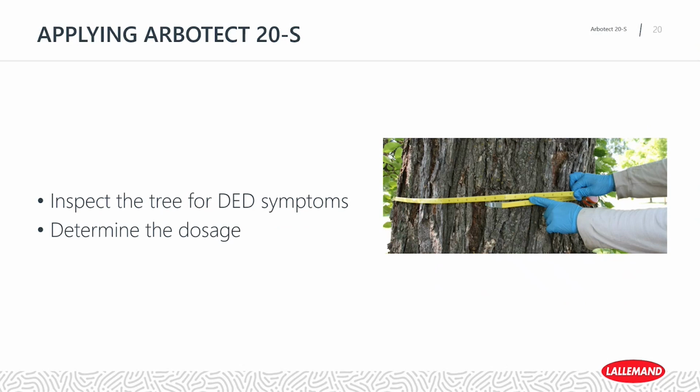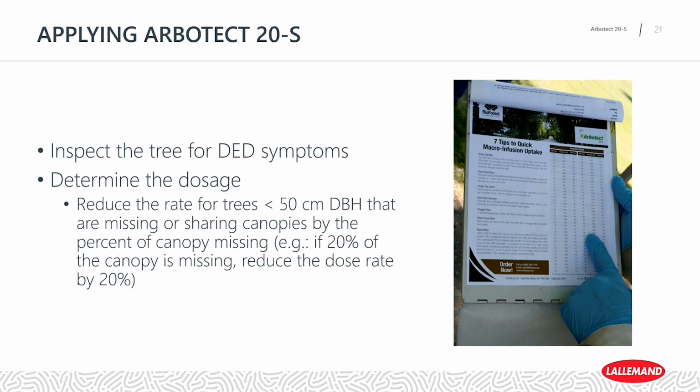Next, we'll determine the dosage by measuring the tree's DBH. Now, for single stems, we measure at 1.3 meters off the ground, but for multi-stem trees, we'll measure the DBH at the narrowest point between the root flare and the split. We'll also reduce the dosing rate for trees under 50 centimeters in diameter, or for elms that are missing or sharing canopies by the % of canopy missing. So for example, if 20% of the canopy is missing, we'll reduce the dose rate by 20%.